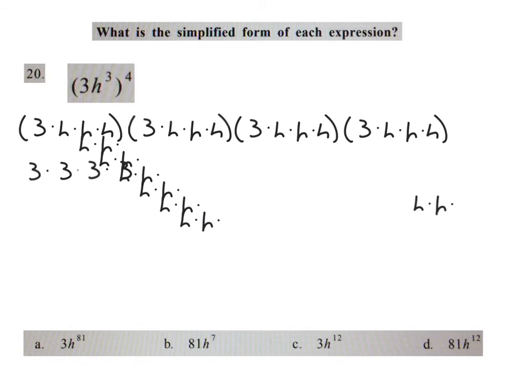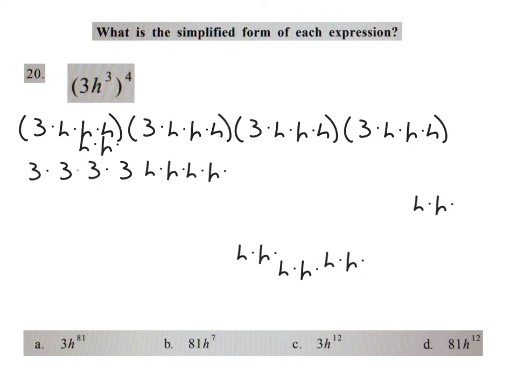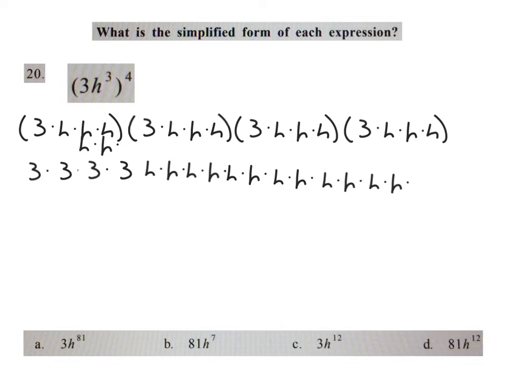Okay, so what we get then is h times h times h times h times h times h times h times h times h times h times h times h. You could see the groups of them like this.